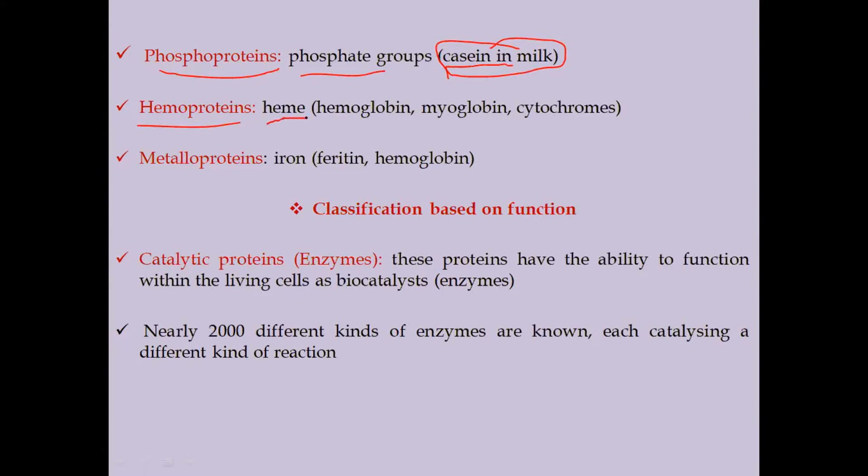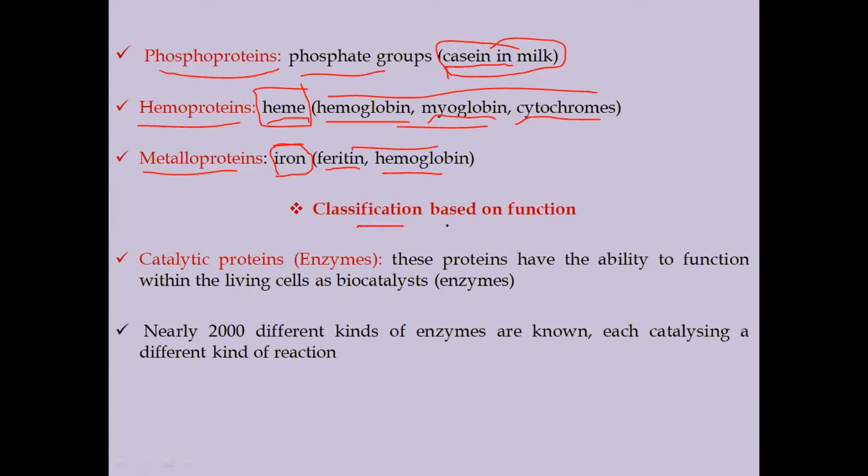Hemoproteins contain heme, and it is present in hemoglobin, myoglobin, and cytochrome. These are examples of proteins which contain heme as a prosthetic group. Next one is metalloproteins. They contain metals, for example, iron. Iron is present in ferritin and hemoglobin. These are the proteins which contain iron.